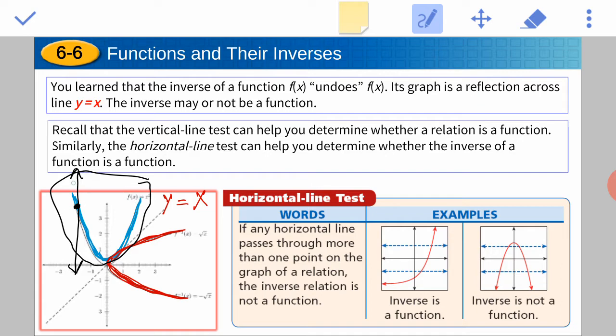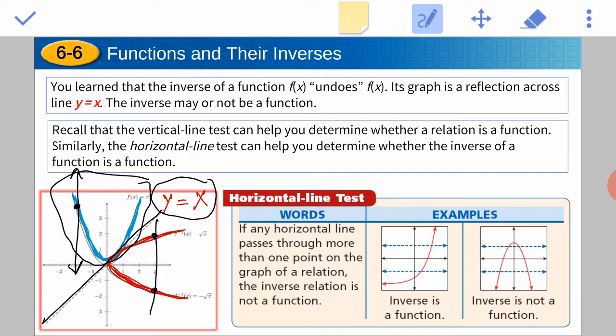How do we get the inverse of this blue graph? By reflecting the blue graph across the line y equals x. This is the line y equals x. If you reflect this blue graph across y equals x, it gives you the red graph. The red graph by the vertical line test is not a function. If you scan this red one with a vertical line from left to right, you will find there are 2 points of intersection at the same time. So by the vertical line test, the inverse of the blue graph is not a function.